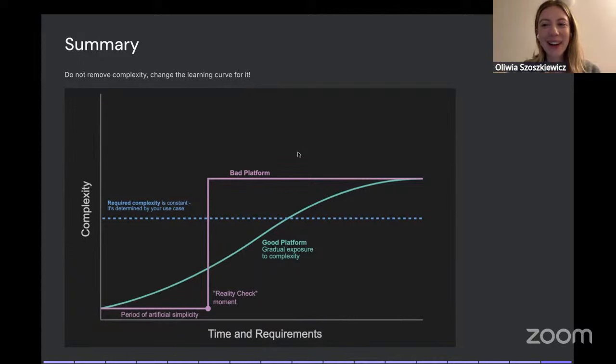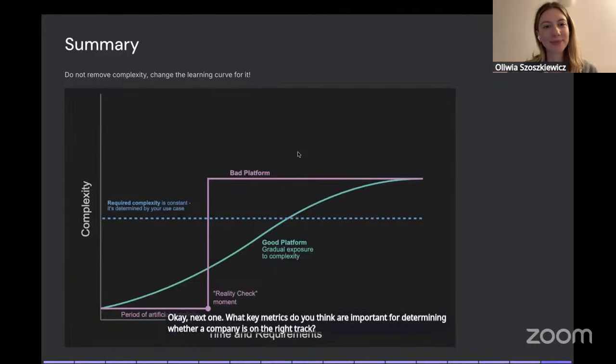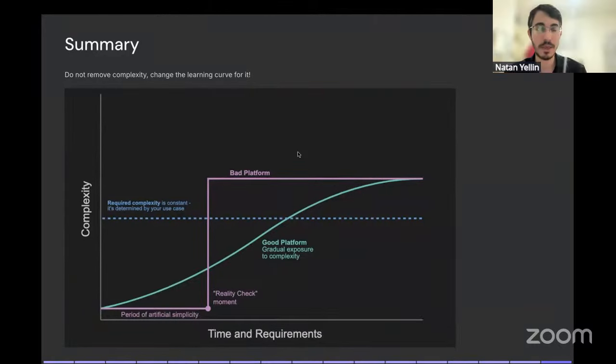Okay, next one. What key metrics do you think are important for determining whether a company is on the right track? I'm going to say something unpopular. Don't look at metrics. Speak to three developers from different engineering teams, and ask them what they love or hate about your platform.